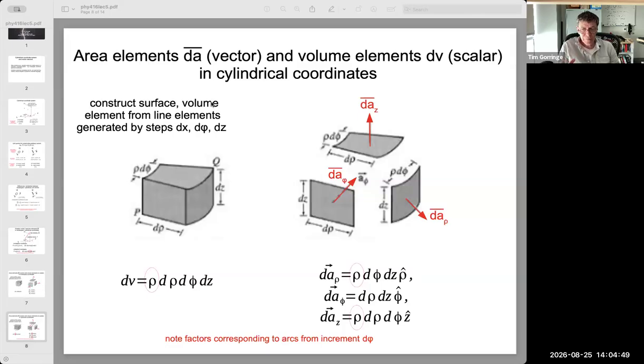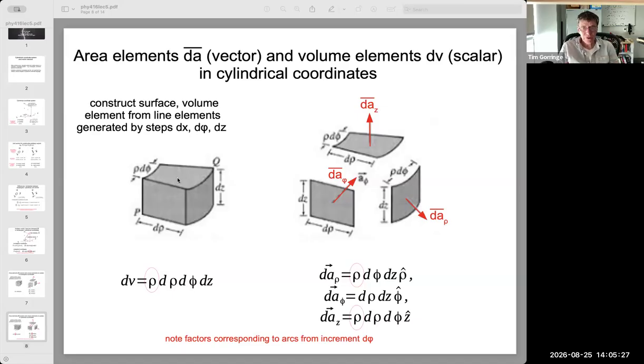Okay, so this is the same arrangement as the previous slide in terms of introducing area element vectors and a volume element, a scalar, but it's for cylindrical coordinates rather than rectangular coordinates. On this plot over here on the left-hand side, I'm showing you the cylindrical coordinate surface elements. And over here on the right-hand side, the cylindrical coordinate volume element.